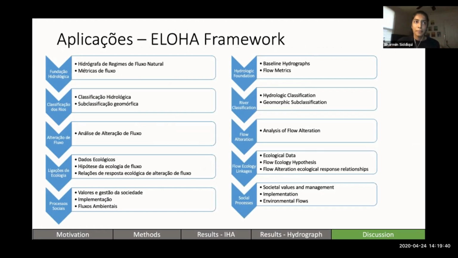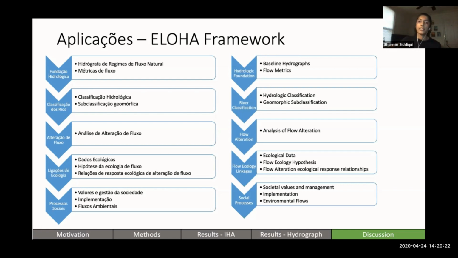And then finally, what we have embedded this analysis in is the ELOHA framework that was developed by Poff in 2010. So this follows 5 broad steps that are aimed at improving environmental flows and conservation management frameworks in aquatic systems. Those steps include establishing a hydrologic foundation and river classification, which we've done here using our baseline hydrographs and flow metrics, and then producing a hydrologic classification that tends to incorporate a lot of the spatial landscape elements of our basin.